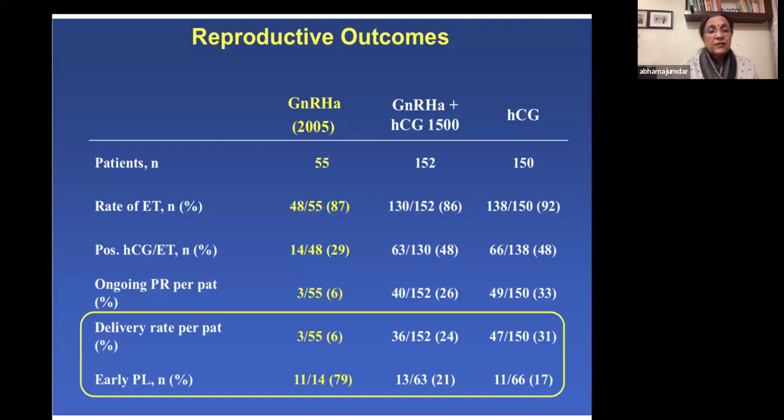Having said that, we come to a little more statistics. HCG shows a delivery rate per patient of like 31%. This is old data, but when we give GnRH agonist, the pregnancy rate is low, like 3 out of 55 got pregnant. And the early pregnancy loss rate is very high when we give GnRH agonist, vis-a-vis when we give HCG, where the early pregnancy loss rate is only 17.